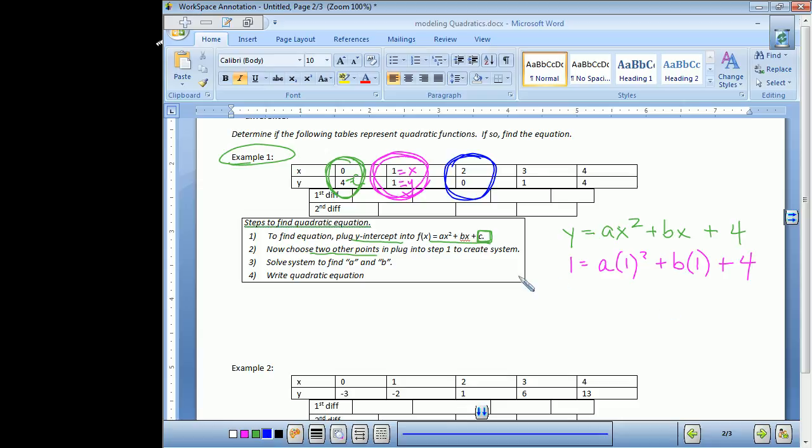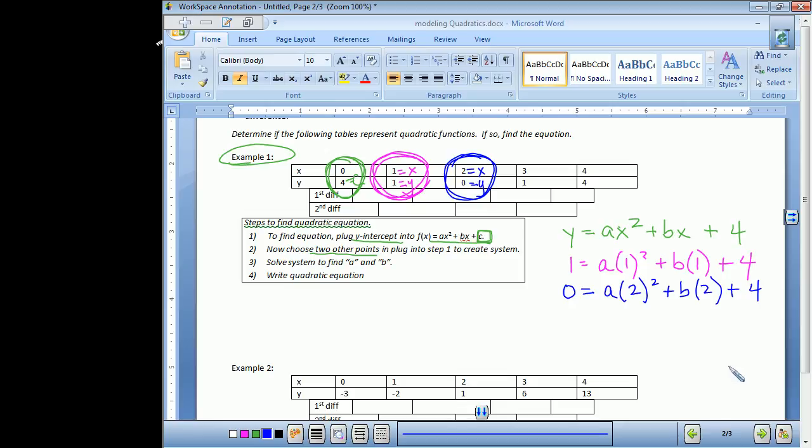Now I'm going to do a second equation where I do my next point. But this time, what am I plugging in for x? 2. And what am I plugging in for y? 0. So I get 0 equals a times 2 squared plus b times 2 plus 4.